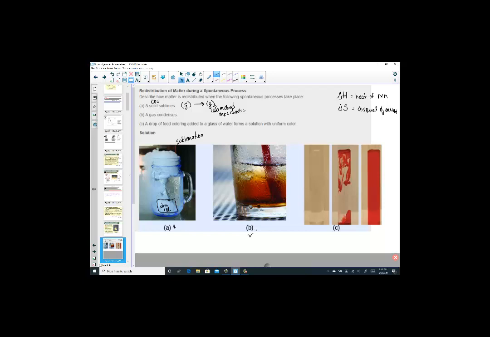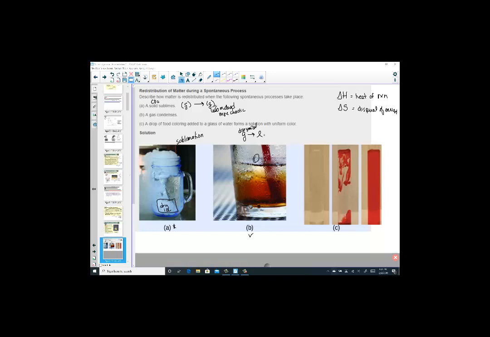Now, what's happening in letter B? A gas is condensing. So you can see that water is condensing on the outside of the glass here. Now, to condense, that's going from a gas to a liquid. That's condensation. What happens to the entropy? Think about the molecular level of these molecules. In a gaseous phase, they are all disorganized. The gases take the shape of whatever container you have. They have the complete freedom to move around.